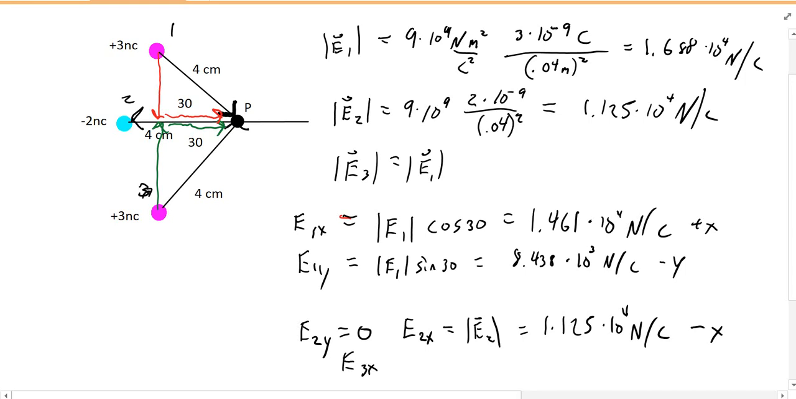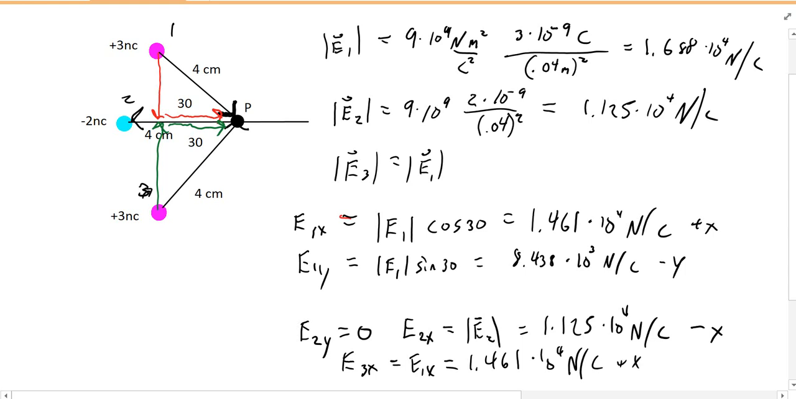E3x is going to be the same as E1x. If you didn't recognize that, you could use trig to find it anyway. There's nothing wrong with using trig to find it again. I'm just taking a little shortcut since we noticed. So that's 1.461 times 10 to the 4th newtons per coulomb, and also in the plus x.